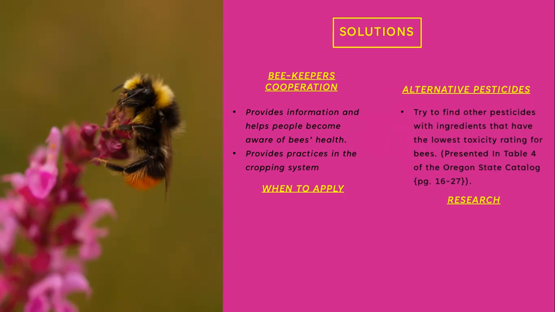Within these other pesticides, we look at the specific ingredients to find which one has the lowest toxicity rating for bees. That table would be table 4 of the Oregon State catalog, from pages 16 to 27. We can also talk about when to apply pesticides. That will be in table 2 of the Oregon State catalog.